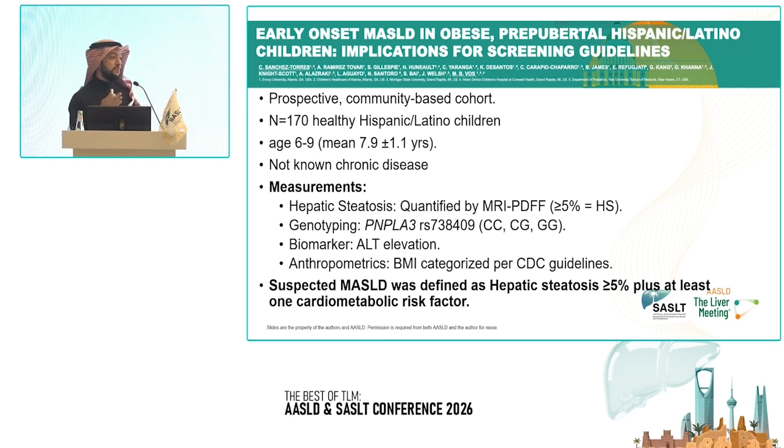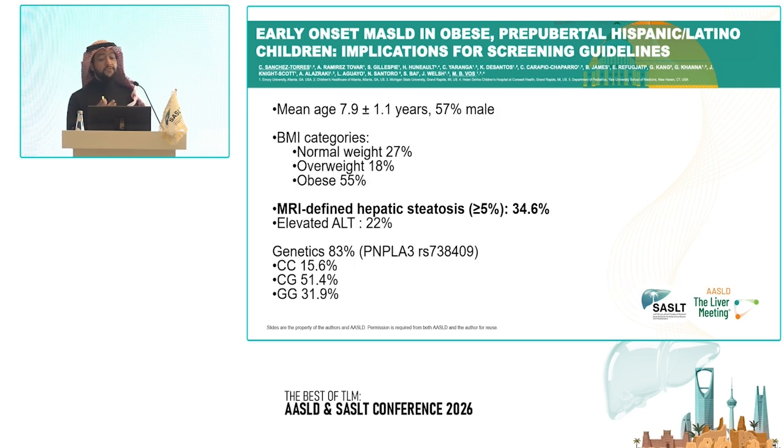The most important thing here is the genotype. What they found in this study is that out of 170 Hispanic Latino children, around one third of them developed MASLD, which was confirmed by MRI. Interestingly, 83% of them had at least one high-risk genetic allele for PNPLA3, which is very important here as another risk factor.